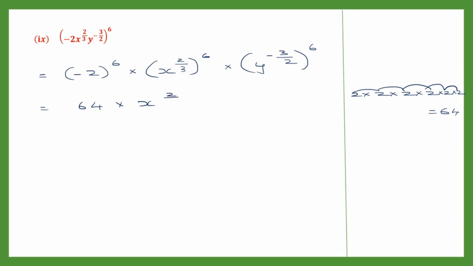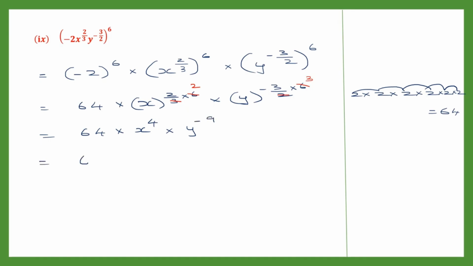So this is 64 into x to the power of 2 by 3 into 6 into y to the power of minus 3 by 2 into 6. So this is 64 into x to the power of, now here you can cancel, 3 ones are 3, 3 twos are 6. So when you multiply the powers, 2 into 2 is 4. X to the power of 4 into y to the power of, cancel here again, 2 ones are 2, 2 threes are 6. So this is y to the power of minus 9.